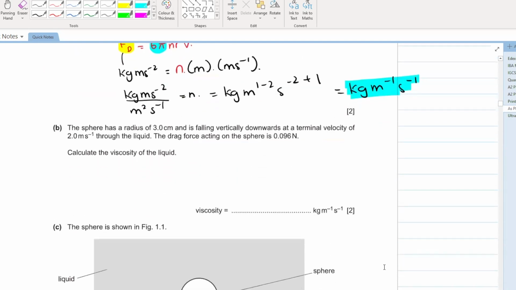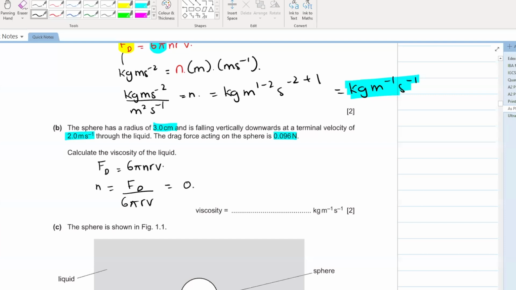Let's further move ahead. A sphere has a radius of 3 centimeters and is falling vertically downward at a terminal velocity of 2. The drag force acting on the sphere is this. Calculate the viscosity of the liquid. What will we do? We will again use the same formula. Drag force is equal to 6πηrv. Let's make viscosity the subject. η is equal to the drag force divided by 6π r v.